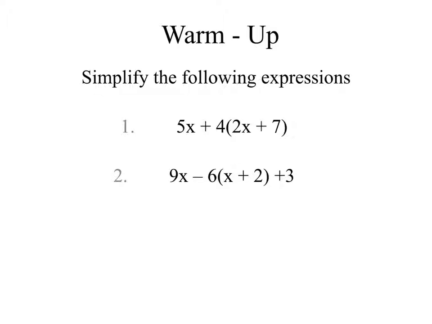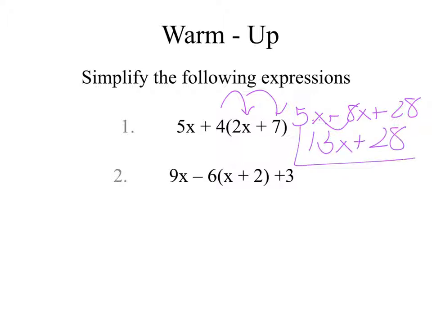So now that you've had a chance to look at them, we're going to talk about how you would solve them and go over the answer. So in the first problem, the first thing you would do is distribute that 4 to each piece in the parenthesis. So you'd have 5x plus 8x plus 28. My like terms are my x's, so the 5x plus 8x gives me 13x plus 28. And that becomes my final answer because I've simplified it as much as I possibly can.